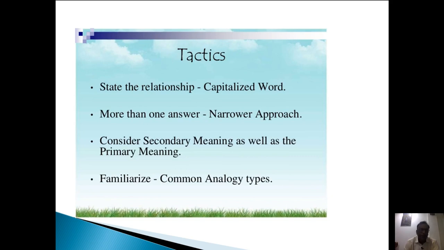In this slide, we are going to discuss the tactics. We have tactics for different kinds of questions, whether subjective or objective. To solve analogy questions, we also have tactics. Let's check. State the relationship, capitalize word. More than one answer, narrower approach. Consider secondary meaning as well as the primary meaning. Familiarize common analogy types. While solving questions related to analogy, you will have to keep in mind the points written on this slide so that you can easily solve this kind of question.